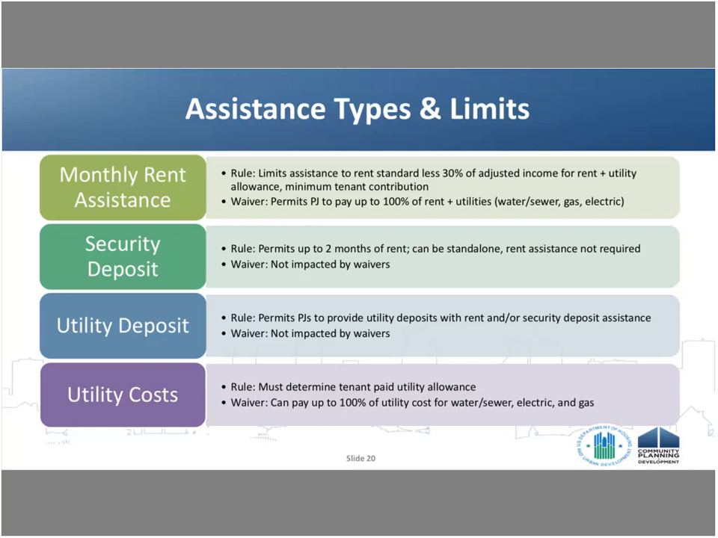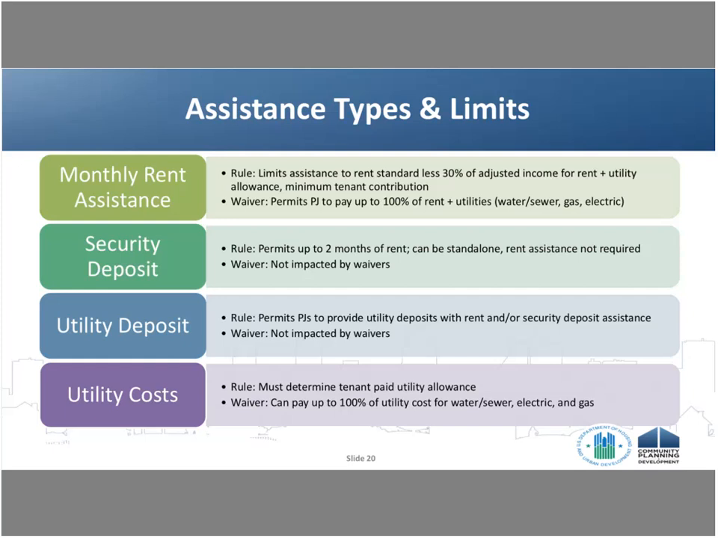Under the standard program regulations, PJs establish a rent standard. Often this is based on the local PHA's Housing Choice Voucher program, and then cover the difference between that rent standard and 30% of each tenant's adjusted income. We also have to establish a minimum tenant contribution, so even if 30% of a household's income is $0, for example, we may still have a standard locally that says everybody has to kick in at least $30 or $50. So you've got to establish that minimum standard. That's sort of the norm.